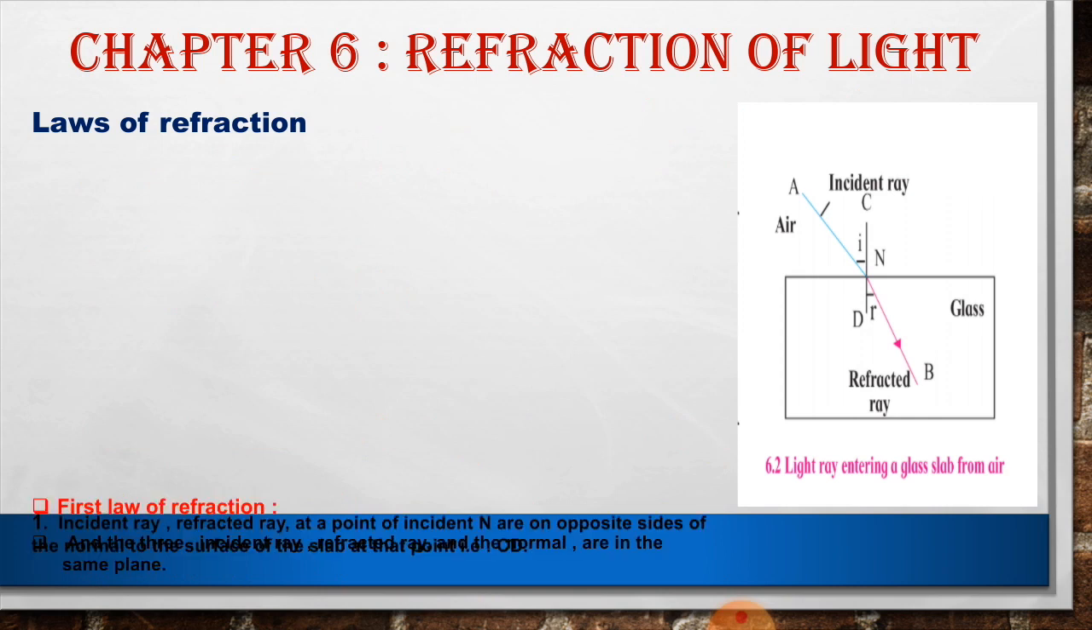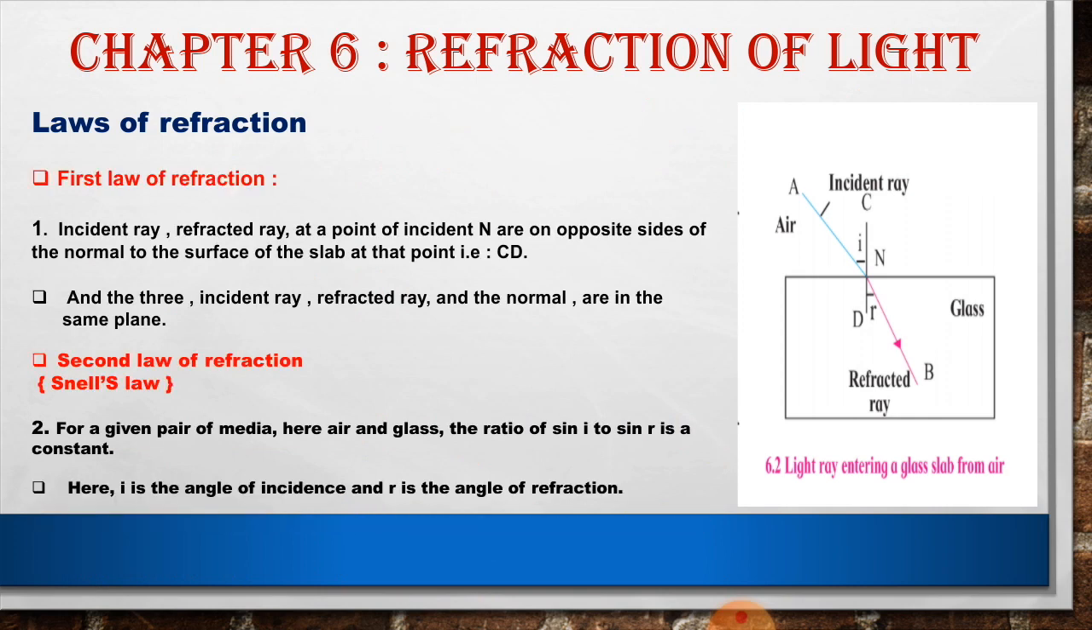The first law of refraction says that the incident ray and the refracted ray are on the opposite sides of the normal to the surface of the slab at the point of incidence. So basically, the incident ray and the refracted ray are on the opposite sides of the normal. Here this is the incident ray and this is the refracted ray, which is totally opposite. So these two rays are totally opposite.